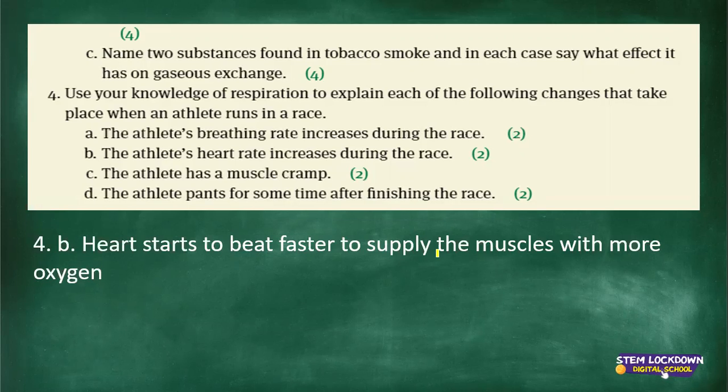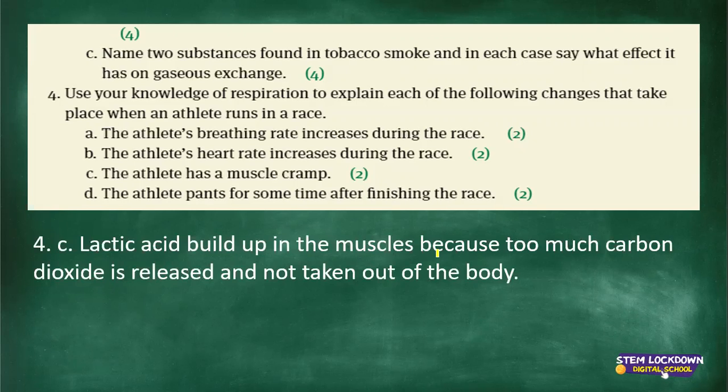And then next up is question C. The athlete's breathing rate increases, the athlete has a muscle cramp. Okay, when an athlete has a muscle cramp, what happens then? Why does the athlete have a muscle cramp? It is because of the lactic acid buildup in the muscles.